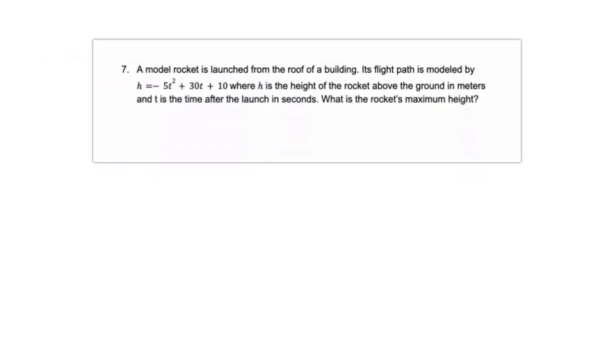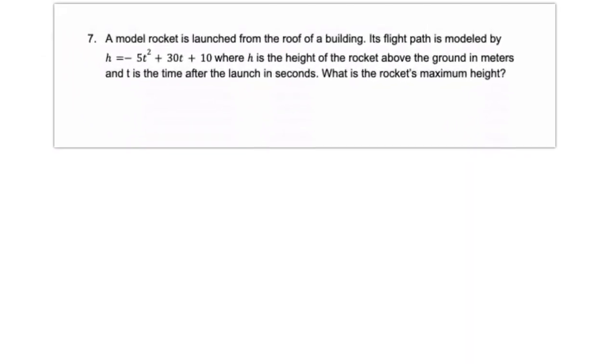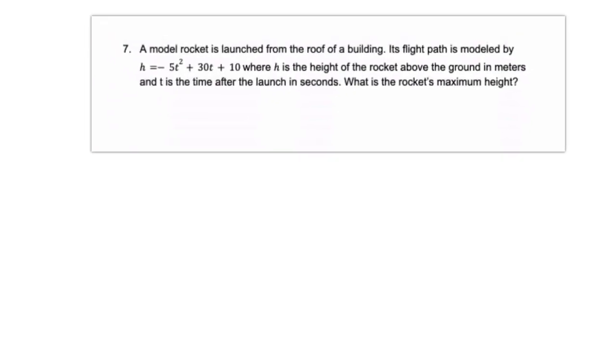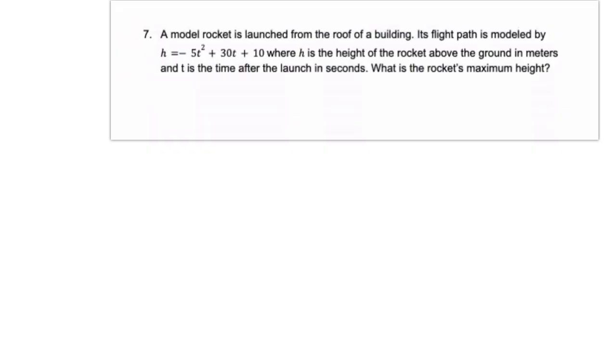Okay, problem number 7. A model rocket is launched from the roof of a building, with flight path modeled by the given equation, where h is the height of the rocket above the ground in meters and t is the time after the launch. What's the maximum height? All right, they probably want you to use your calculator again. The bottom line is we could most definitely graph this on the TI-84. Now, let me go ahead and do that.